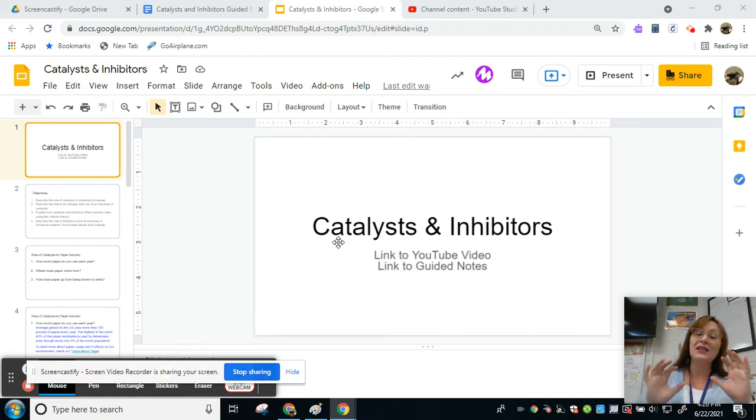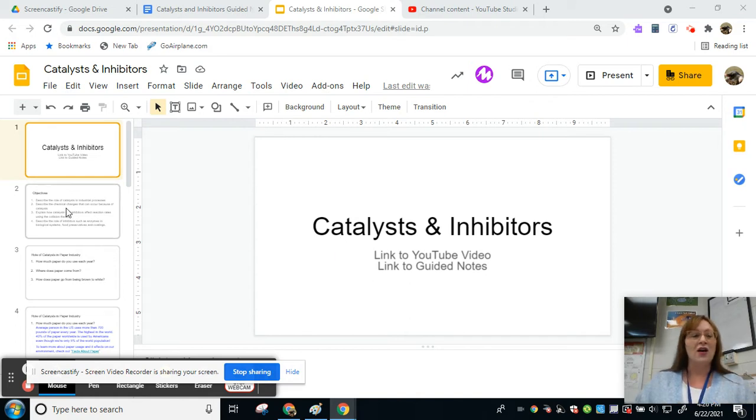Now, the last big factor is the one we're going to talk about in this presentation, which is presence of a catalyst or an inhibitor. And catalysts and inhibitors are sort of flip sides of the same coin. Catalysts, when you add them to a chemical reaction, tend to speed up the chemical reaction, and inhibitors tend to slow down the chemical reaction. So we have gone over the factors that affect the rates of chemical reactions.